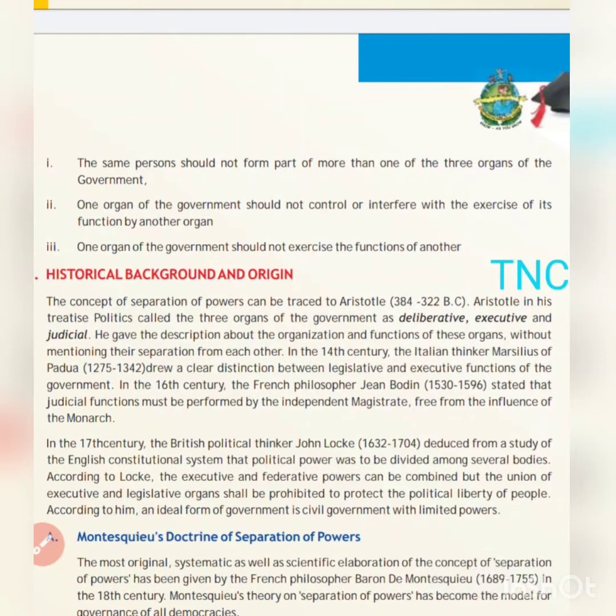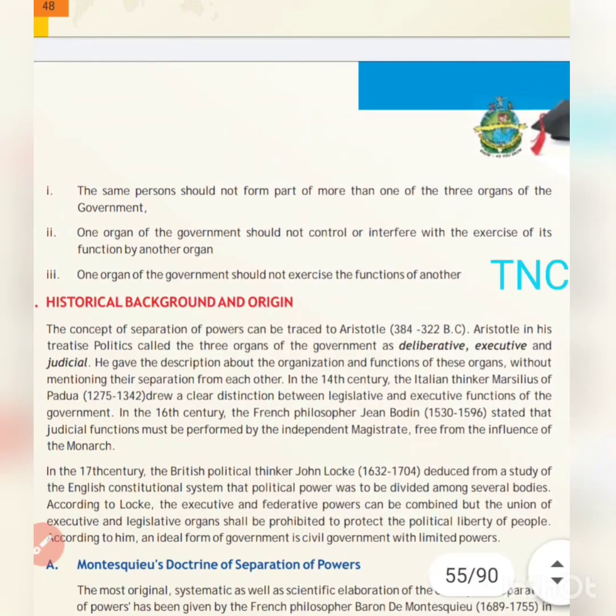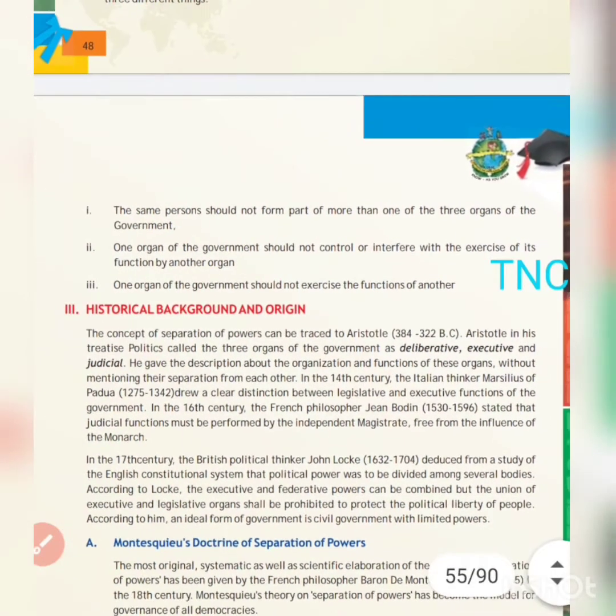One organ should not exercise the functions of another. You should not interfere, you should not perform the functions of the other organ of government, and one person should not be a part of all three organs of the government, right? These are the three conditions given by Wade and Phillips regarding separation of powers.